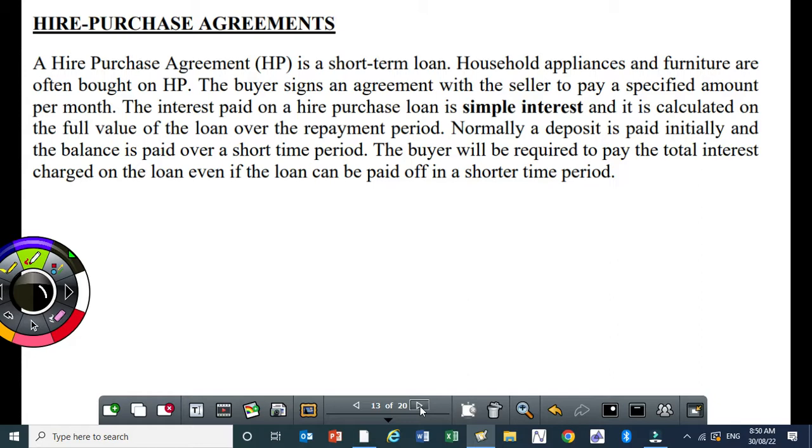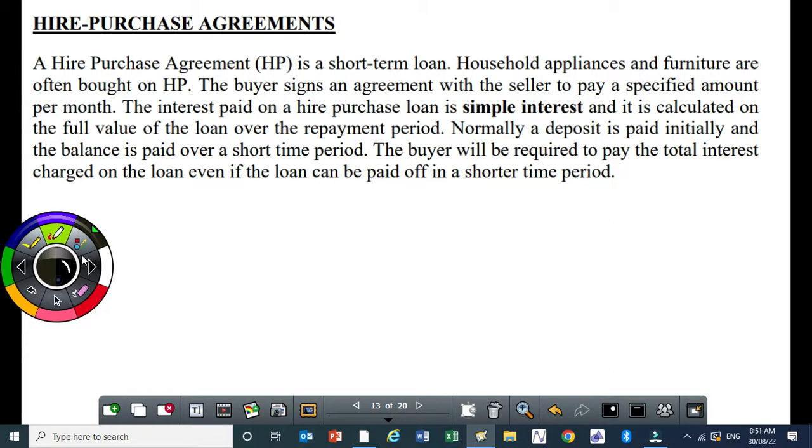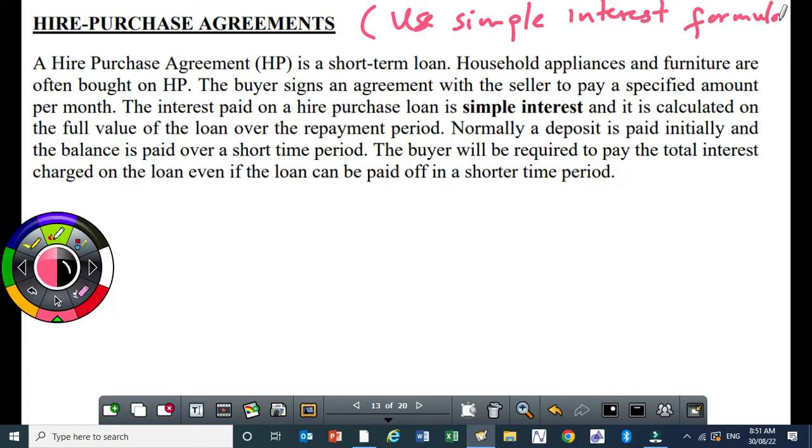Okay, so hire purchase is just a short-term loan, and it's normally on simple what? Interest. So whenever you see a question on hire purchase, you are supposed to use the simple interest formula. Okay, so let's write here. Use simple interest formula. In all situations where you are talking about hire purchase, you must use the simple interest formula.